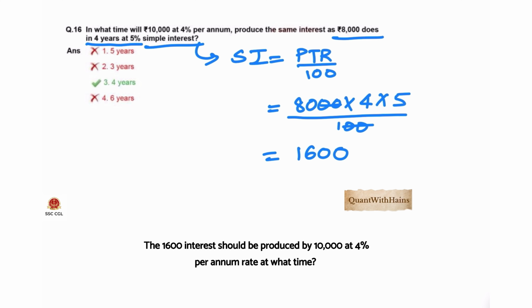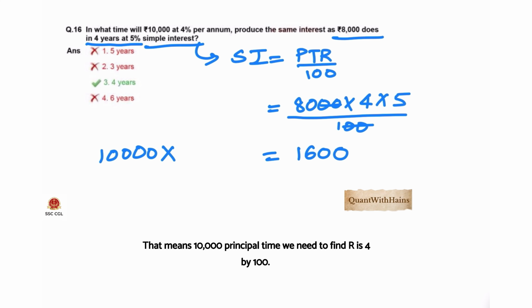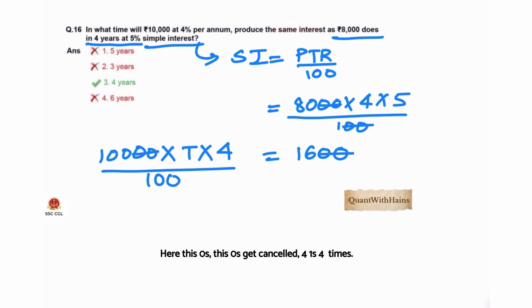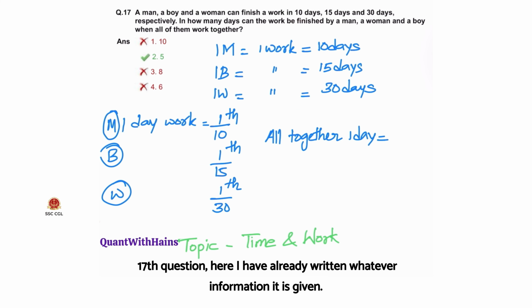This 1600 interest should be produced by 10,000 at 4% per annum rate in what time? That means 10,000 principal, time we need to find, R is 4 by 100. Here these zeros get cancelled. 4 ones are 4 times. So the time period is 4 years. That is option 3. 17th question.